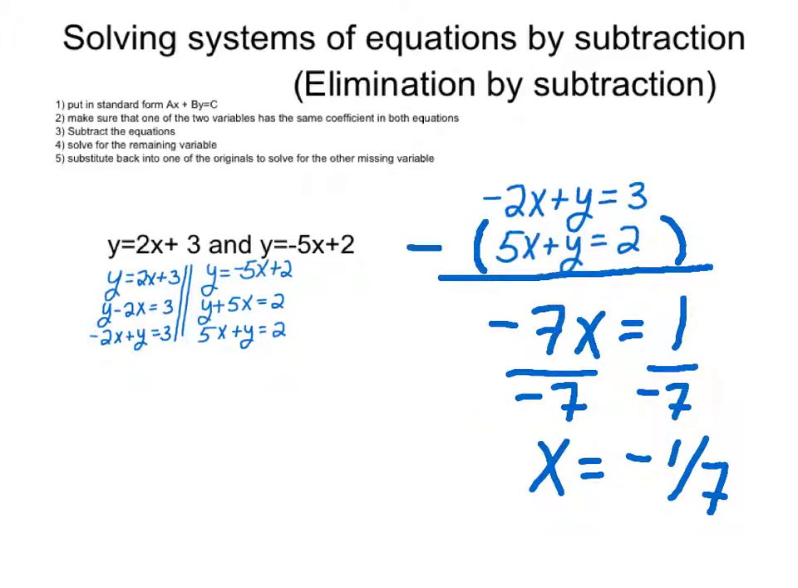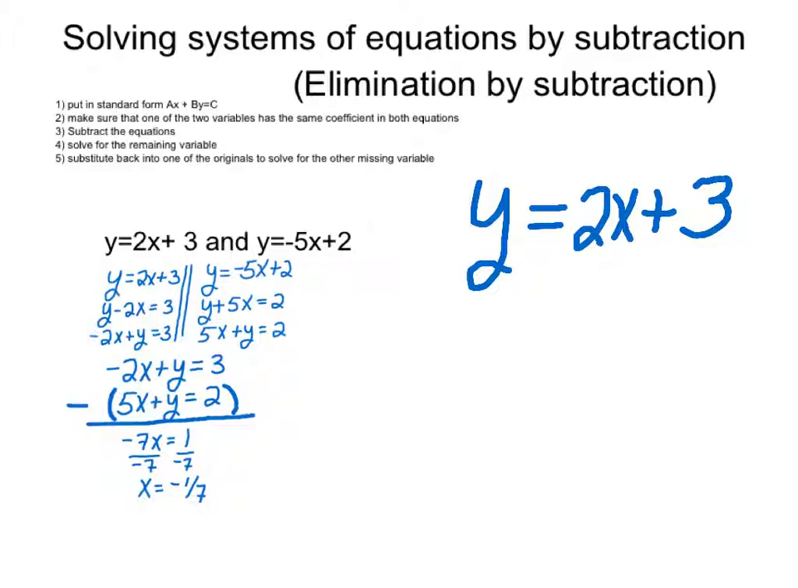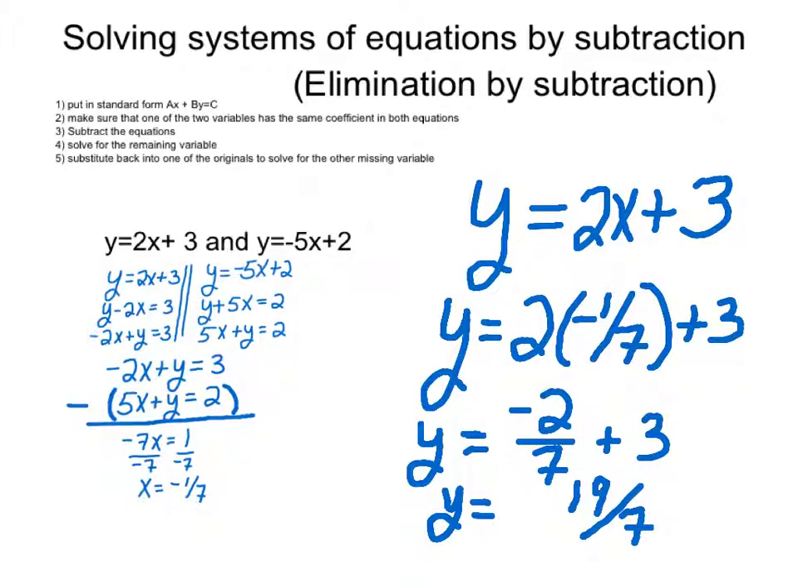So now we need to find out what y is. In order to find y, we're going to take the x value and substitute it into one of the two original equations, either this one or this one. So I'm going to use y equals 2x plus 3, and I'm going to take my x equals negative 1/7 and substitute it in for x. When I do that, I get the following. So y turns out to be 19/7.